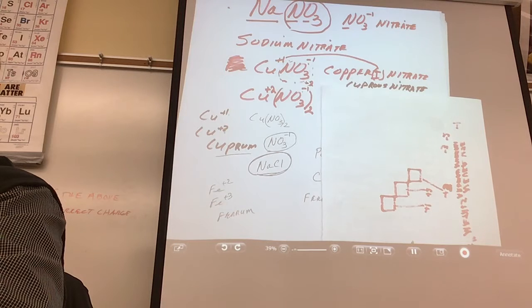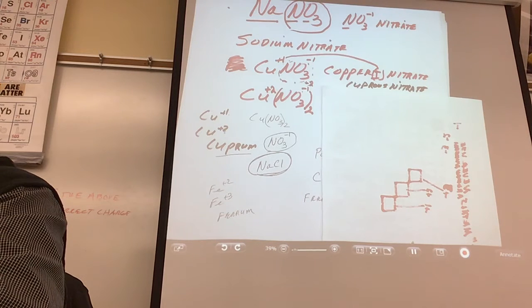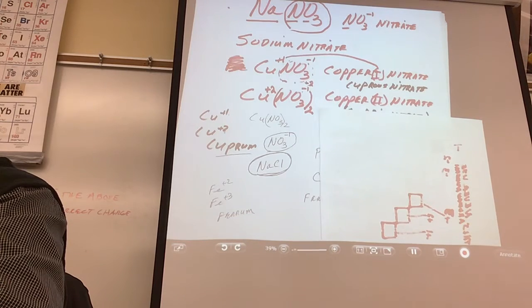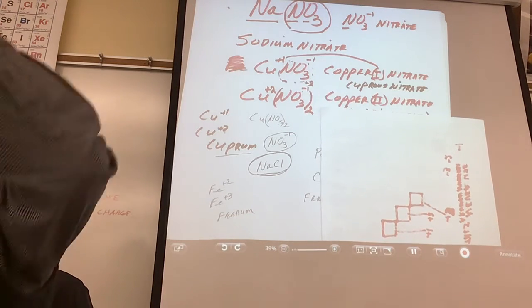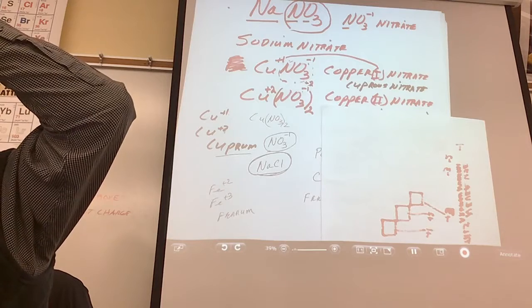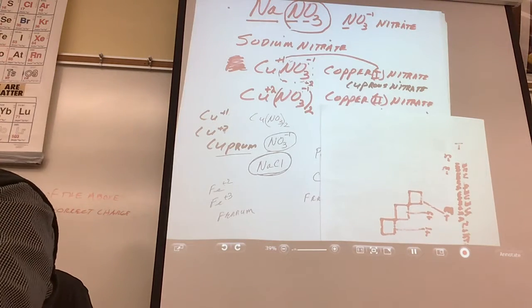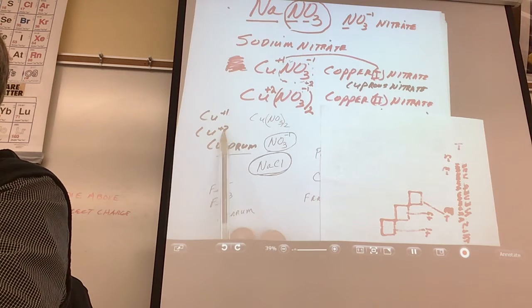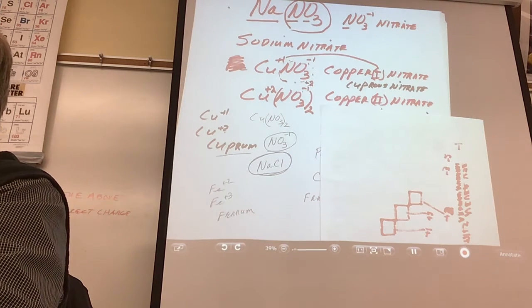The Roman numeral is always the charge on the metal. Copper 2 nitrate. Yes. See? We're putting this together, you get it? We're putting things together today. Now, I have another name, Olivia. Copper comes in 1 and 2, and the Latin was cuprum.